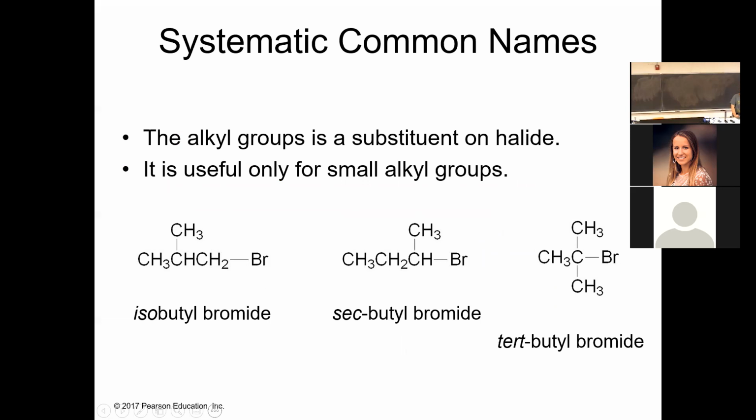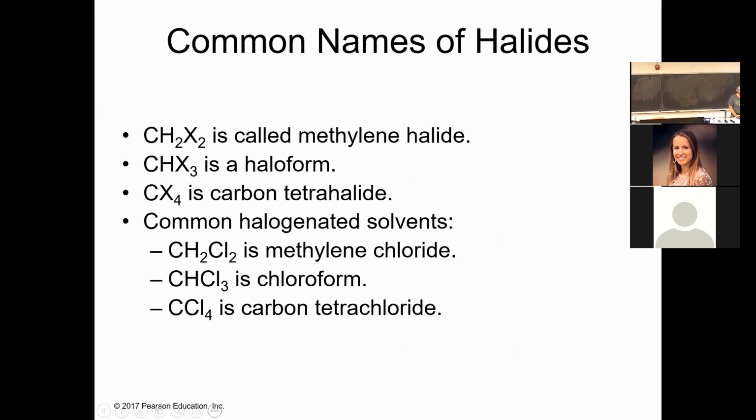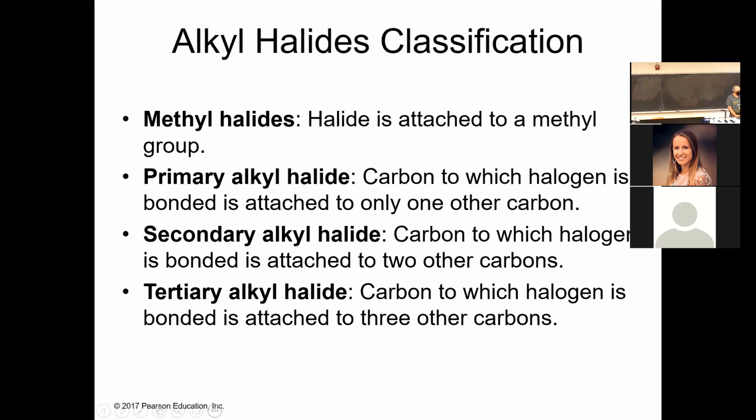Many alkyl halides have common names by which they're commercially known. These are just some examples: isobutyl bromide, sec-butyl bromide, and tert-butyl bromide. These are some common solvents: methylene chloride, chloroform, and carbon tetrachloride. It is important that you be able to recognize classifications, because this will allow you to predict the type of reaction and relative rates of reactions that are likely to occur.